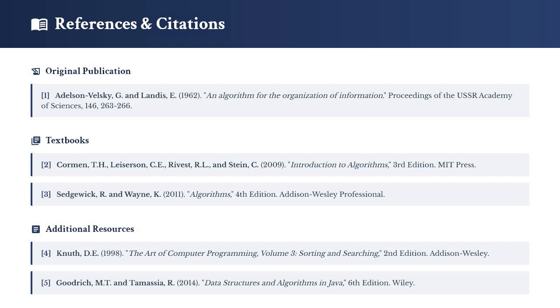The Art of Computer Programming, Volume 3, by Donald Knuth covers AVL trees in the context of sorting and searching algorithms, with historical notes and variations. Algorithms by Sedgewick and Wayne offers practical implementation advice and comparisons with other data structures. Data Structures and Algorithms in Java by Goodrich and Tamassia provides a Java-specific perspective with complete implementations. These resources provide in-depth analysis and variations of AVL trees that we haven't covered in this presentation, including proofs of correctness, optimization techniques, and hybrid approaches that combine aspects of different tree structures.